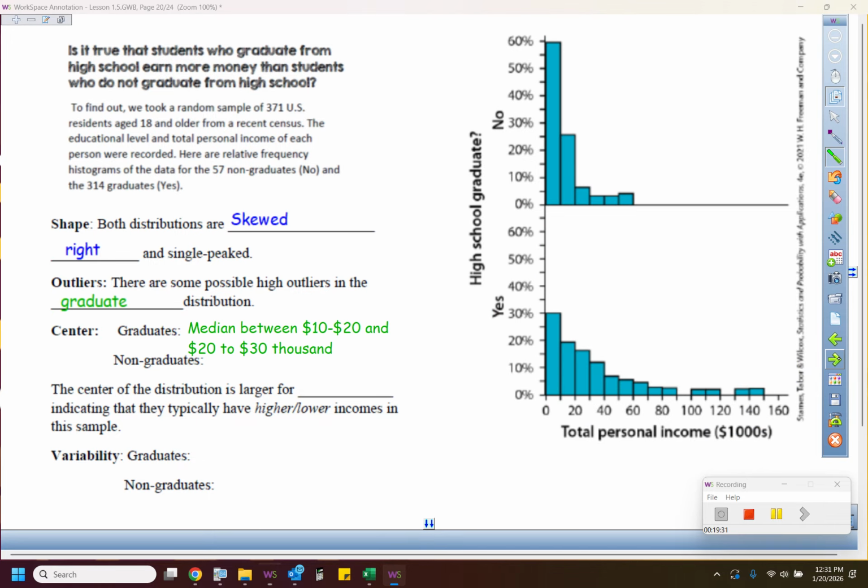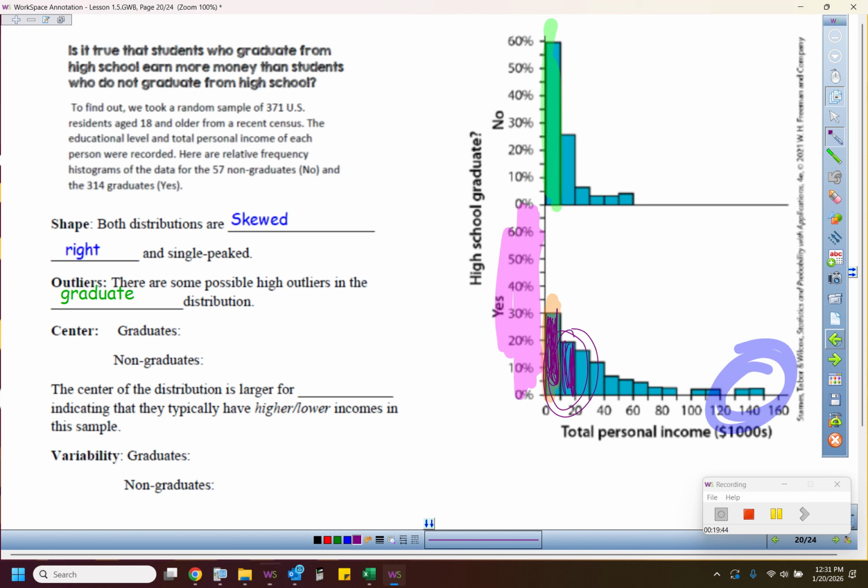So how did we write it? The graduates, yeah, you can just put the numbers. You don't have to put the sentence. Like, how about just, it was in this second bar right here. So let's put the 10 to 20,000. Let me just go back right here. Let's do it like this: $10,000 to $20,000. That's where that median was. The middle of the data was in this bar.